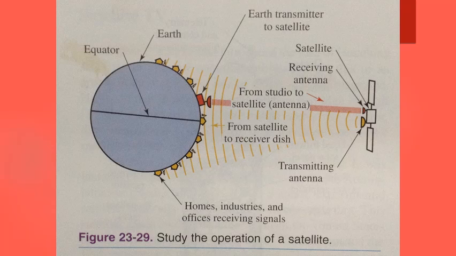Satellite transmission. Once a signal is made by a communication station on Earth, it is beamed up to the satellite. The satellite picks up the signal on its receiving antenna, amplifies the signal, and then sends it back down to Earth. The signal sent up from the studio to the satellite is a narrow targeted signal. The signal sent back down from the satellite is a wide signal designed to cover a large area of the Earth.